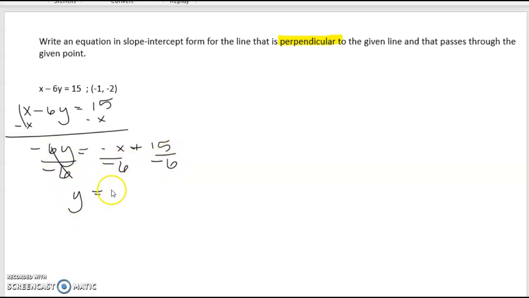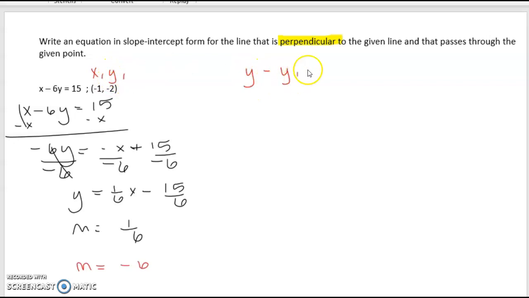So y equals, this is a positive 1/6 x minus a 15 over a 6. Okay, so my m is 1 over 6. But I need perpendicular, so I need opposite reciprocal. So negative 6 over 1, which is really just a negative 6. And here's my x1 and my y1.